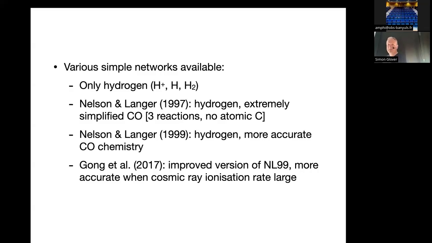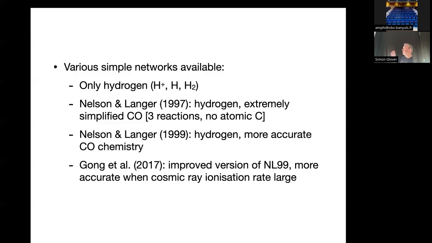Okay, so staying on this topic of reduced networks, there are various simple networks available. The simplest thing is just follow hydrogen, so the ionization balance and H2 formation. We can do a bit better by following the transition from C+ to CO. So there's a really simple approximation that Nelson and Langer introduced, which basically models this with one rate equation, with the disadvantage that you say nothing about atomic carbon, you just assume C+ magically turns into CO with nothing in between. Or there are more complex versions of this. They a couple of years later published a more complicated network, which does a lot better.